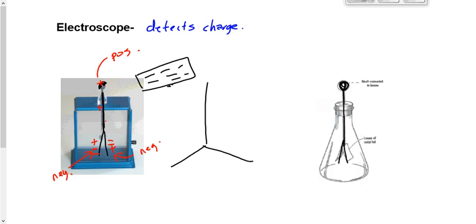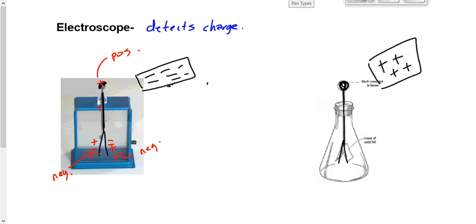Let's take a look at the other one if I was to bring a positively charged object nearby. Again, we can't see the positive. We don't know that it's positive. We just know that it's some rod that we're bringing nearby. This was neutral. We had an equal number of protons and electrons, pretty much evenly spread out. What's going to happen to the protons in this? Caitlin? Nothing. Good.